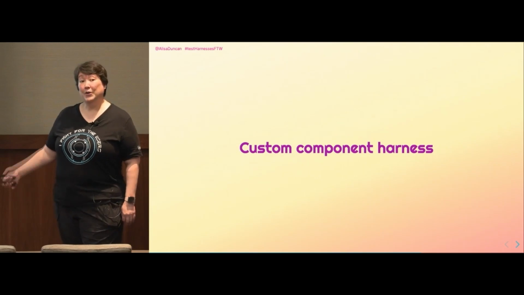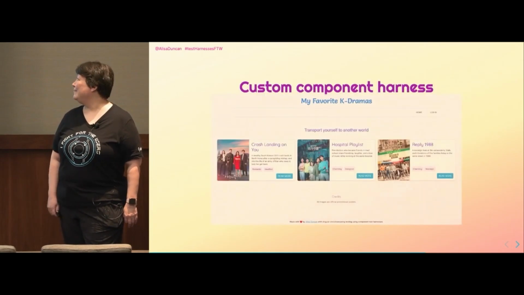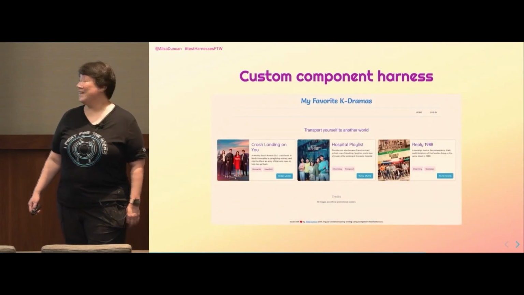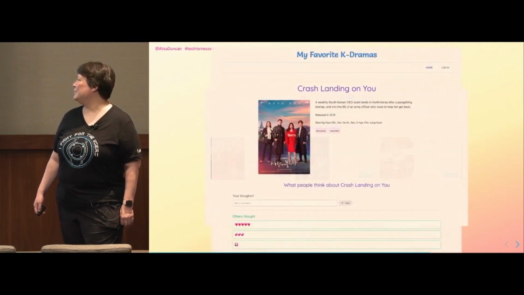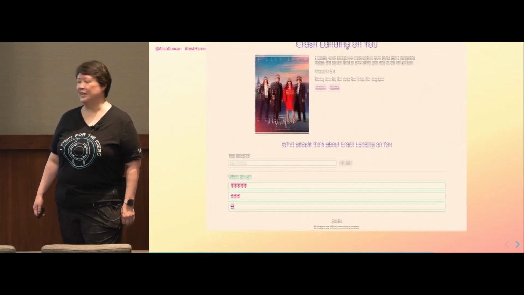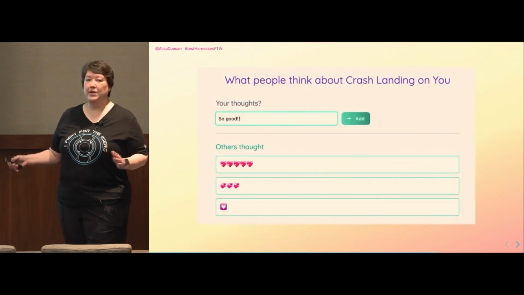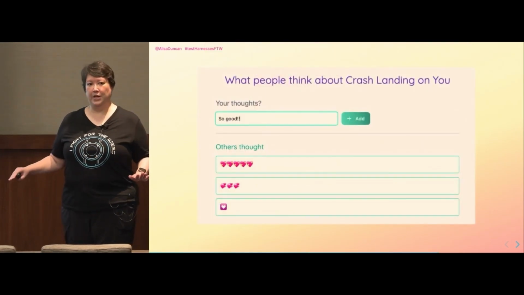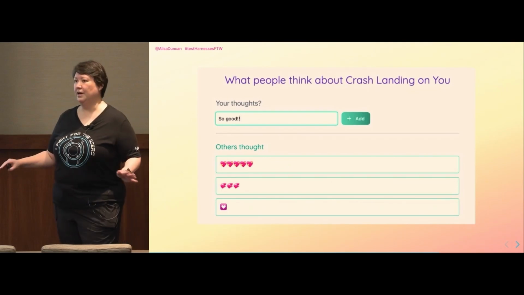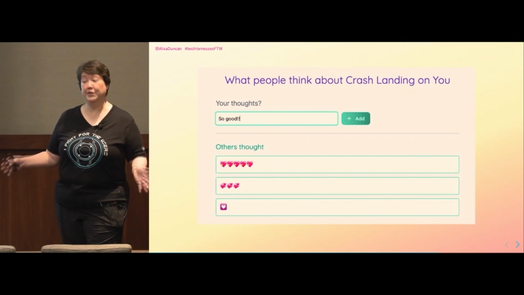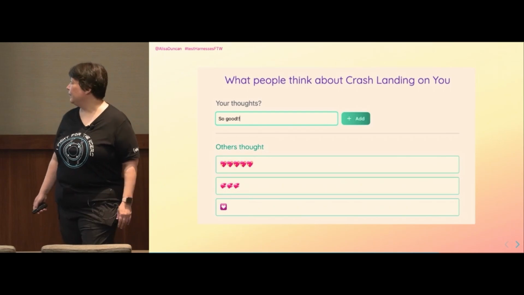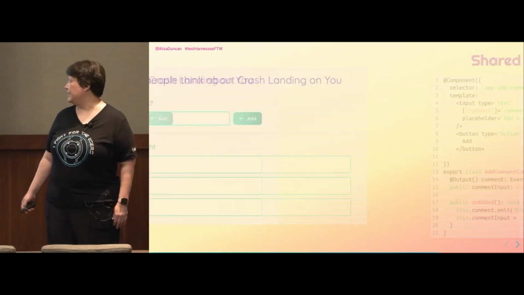So to walk through how to create a custom component harness, we'll go back to that K-drama fan site, and we'll navigate to the individual K-drama for that commenting section. Now, this comment component is using just straight native HTML elements, so we don't have any of the complexities from the Angular Material component library in there. So we'll write a test harness around this.